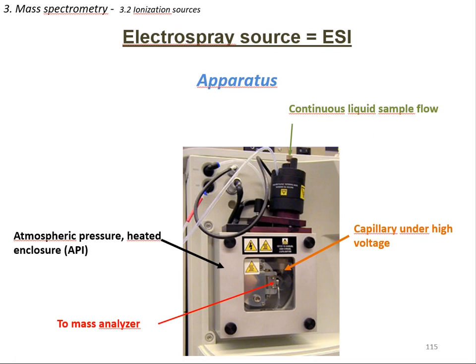And inside there is a heated compartment. And outside you have the arrival of the liquid flow. So there is continuous liquid sample flow that gets into this block. And you see at the end of the liquid flow device, you have a capillary under high voltage. And all of this is at atmospheric pressure, but it's heated at high temperature. And what is figured in red is the opening that will take the ions made in the source to bring them into the mass analyzer.